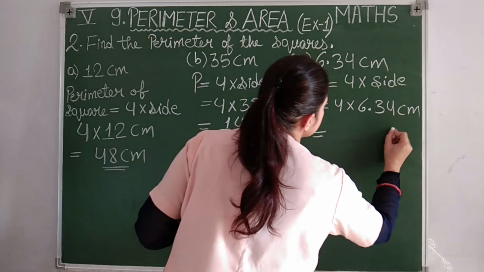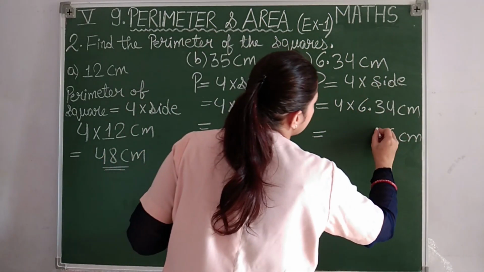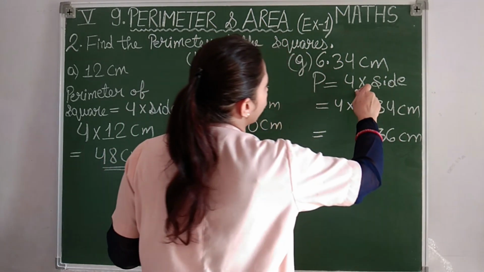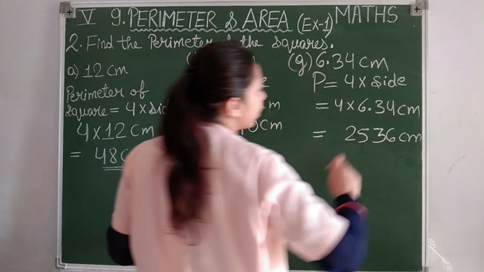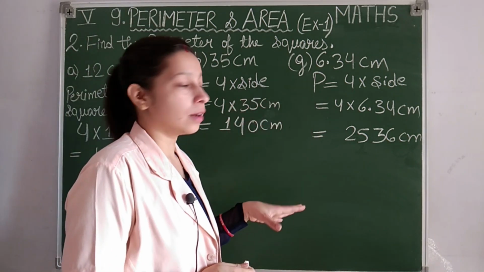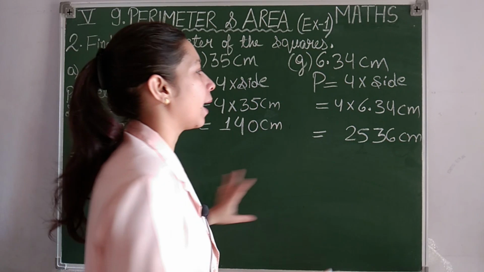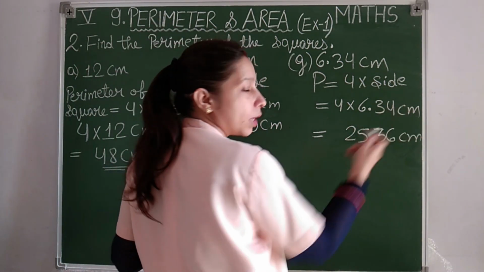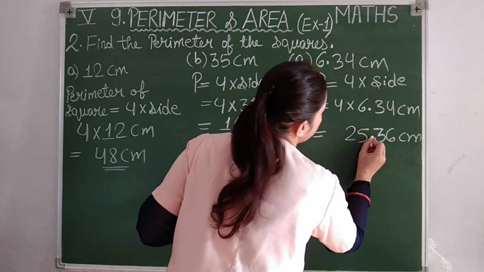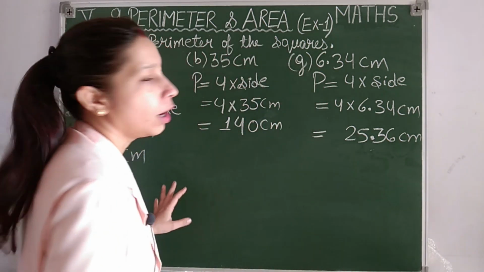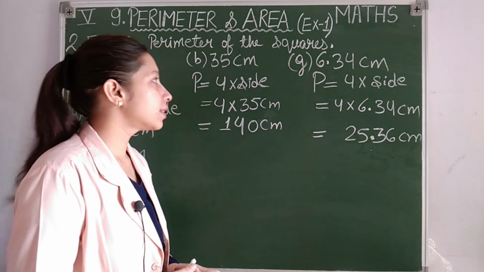4 fours are 16, 1 carry over, 4 3s are 12, 12 plus 1, 13, 1 carry over, 4 6s are 24, 25. So I got 2 5 3 6. Now we have to place the point. Now we have seen this in decimal chapter, how to place the point when you multiply. So here you can see after point 2 digits are there. That's why in answer also you are going to place point before 2 digits. Understood students? So the final answer is 25.36 centimeter.